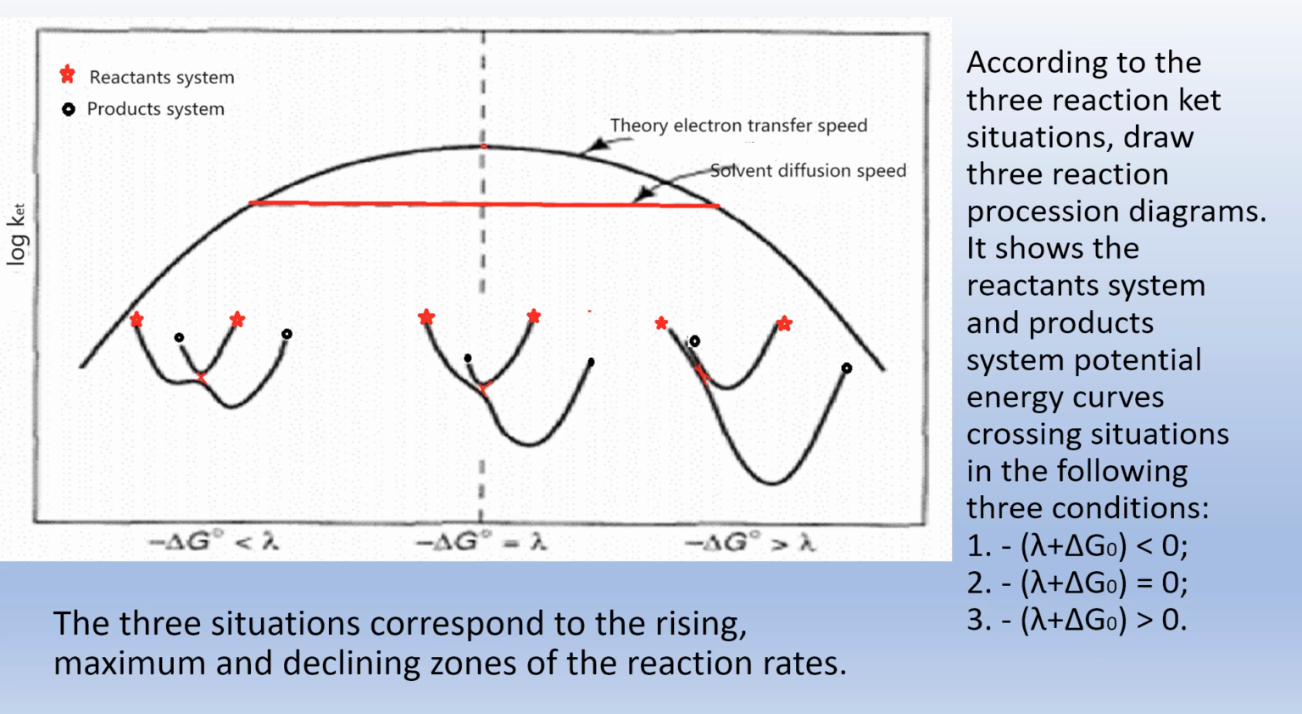According to the three reaction k_ET situations, we draw three reaction coordinate diagrams. They show the reactant system and product system potential energy curves crossing in the following three conditions. 1. Minus lambda plus ΔG0 less than 0. 2. Minus lambda plus ΔG0 equals 0. 3. Minus lambda plus ΔG0 larger than 0. The three situations correspond to the rising, maximum and declining zones of the reaction rates.